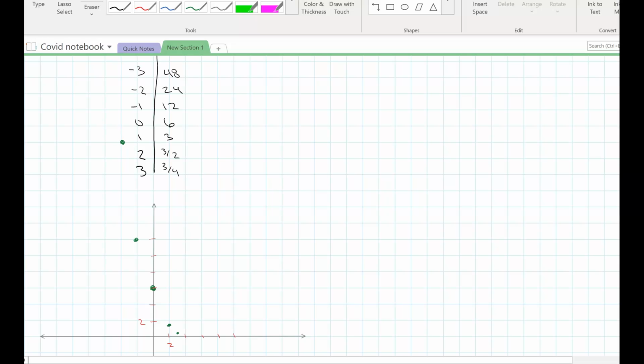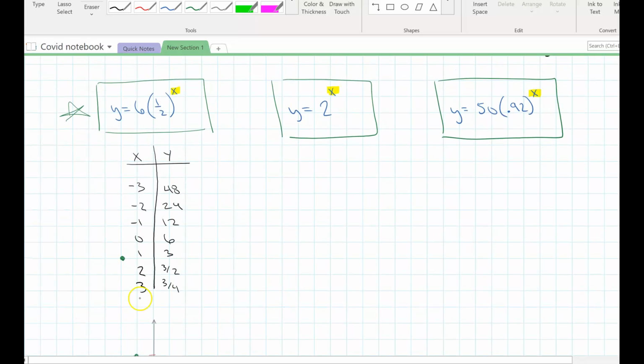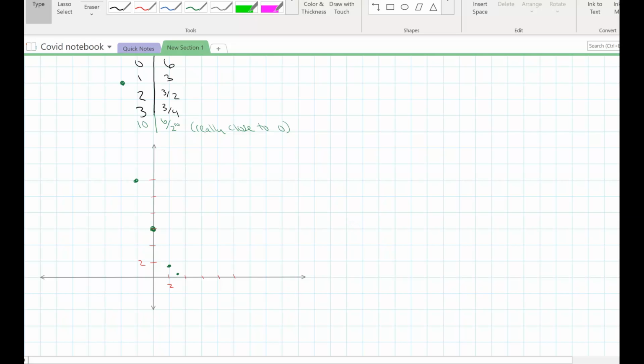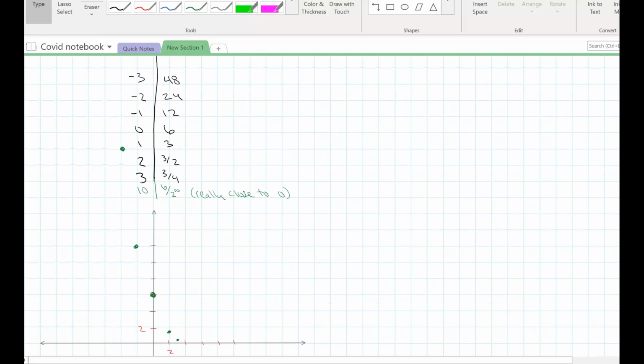And I guess I could, if I wanted to, put in maybe x equals 10, right? And if x equals 10, the y value is going to be 6 divided by 2 to the 10th. 2 to the 10th is going to be some huge number. 6 divided by some huge number, as we can imagine, is going to be a number really, really close to 0. And I hope you recognize here that in this case, as x gets bigger and bigger and bigger, y is going to get closer and closer and closer to 0, but it's never going to actually hit 0.